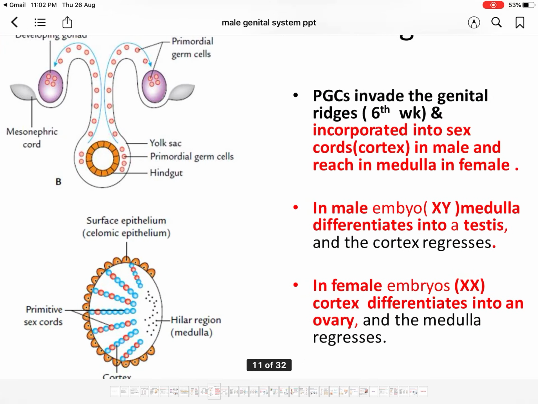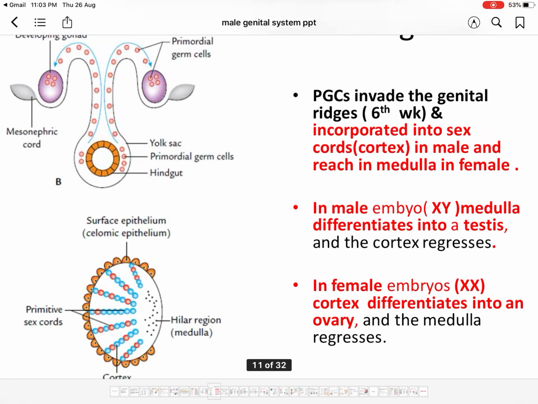Now, in male, these sex cord cells which have been growing into the medulla will develop further, and the cortical sex cords will degenerate later on. So we can say the medullary sex cord will form the future gonad, while the cortical part of the gonad will be degenerated.